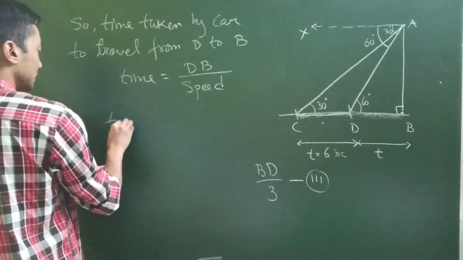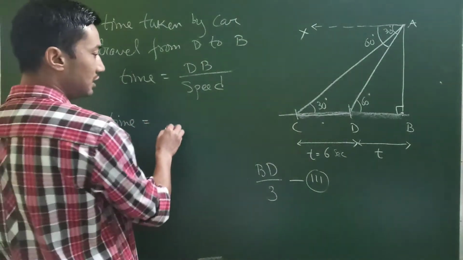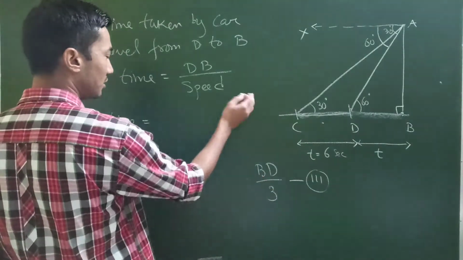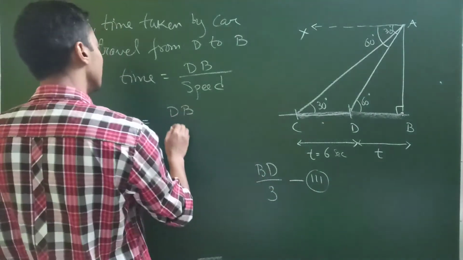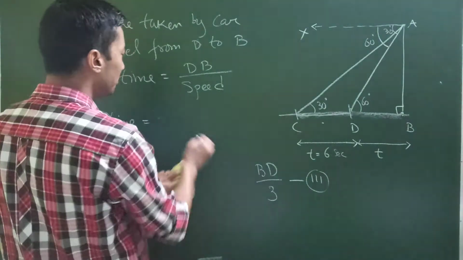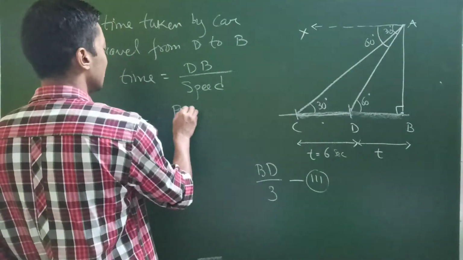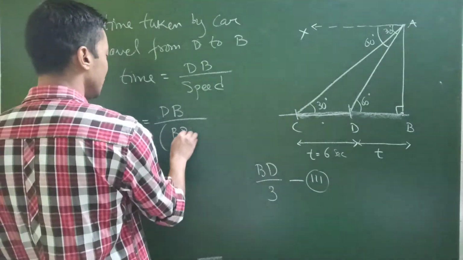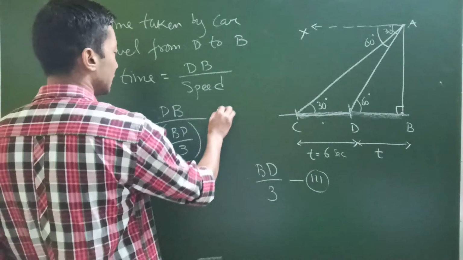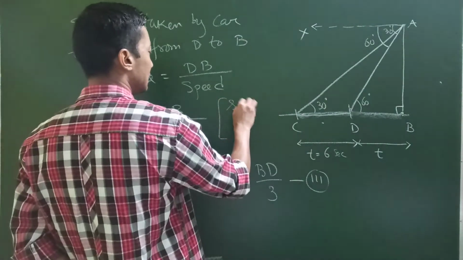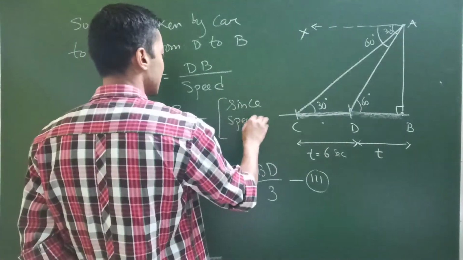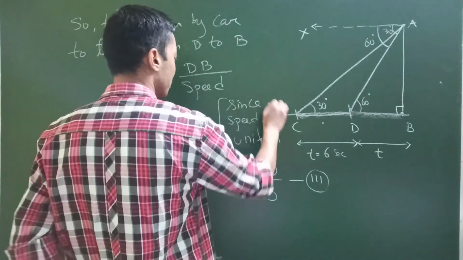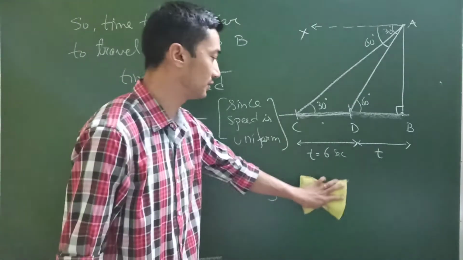So now what will be the time taken? Time taken will be dB upon speed. Or we can write BD, it's all the same. What is our speed here? BD upon 3. We can write down the reason here, since speed is uniform, so we can use this equation of the speed.